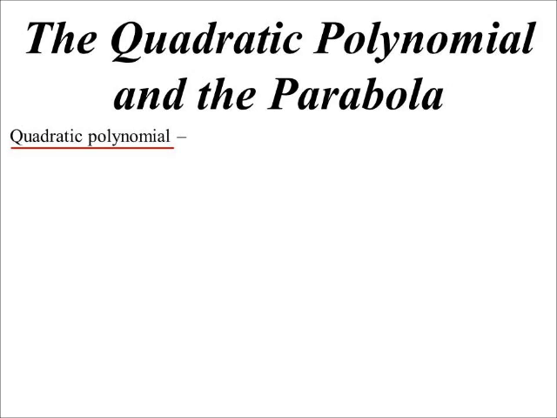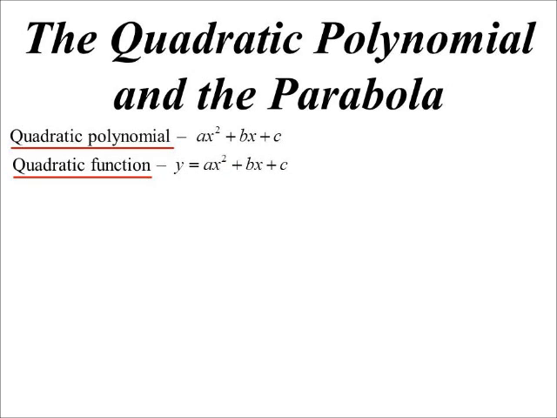The quadratic polynomial is ax squared plus bx plus c. A polynomial is just an algebraic expression, whereas a quadratic function is when you make it equal to another pronumeral. Most commonly we would see y. So y equals ax squared plus bx plus c technically is the quadratic function.